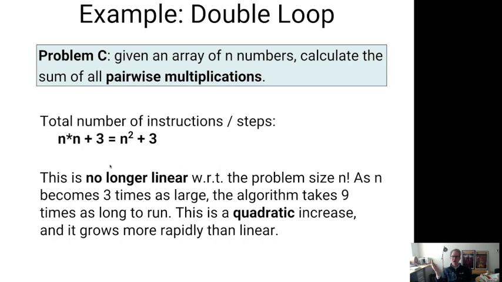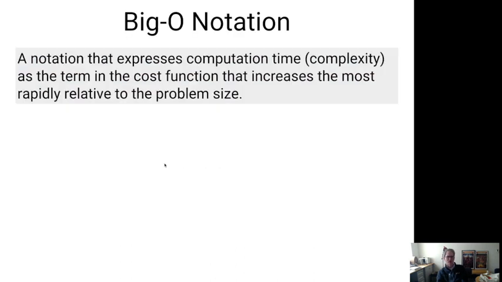So this is quadratic, right? Squares are quadratic. You think about square, and quad is a square. That's one way to remember that, right? So this double loop is quadratic. So what we will call order n squared, as opposed to being order n, okay? So I keep saying order this, or big O this, okay?